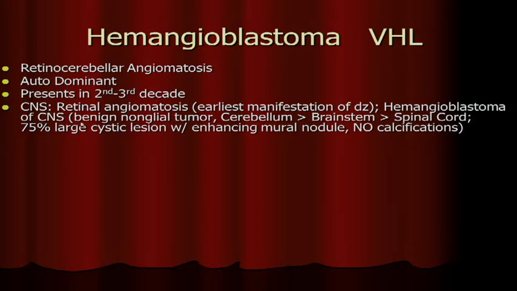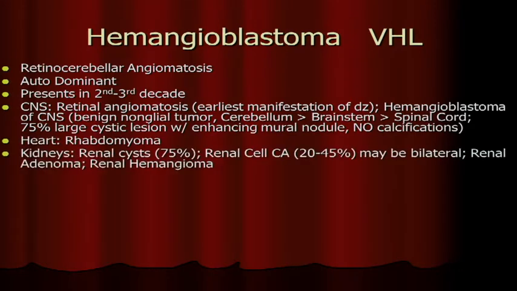They get hemangioblastomas of the CNS, which are benign non-glial tumors. Cerebellum is the most common place, then the brainstem, then the spinal cord. 75% of these will be large cystic lesions with an enhancing mural nodule. They don't calcify. In the heart, they get rhabdomyomas also. Kidneys get renal cysts, but here's the big one: they can get renal cell carcinoma.